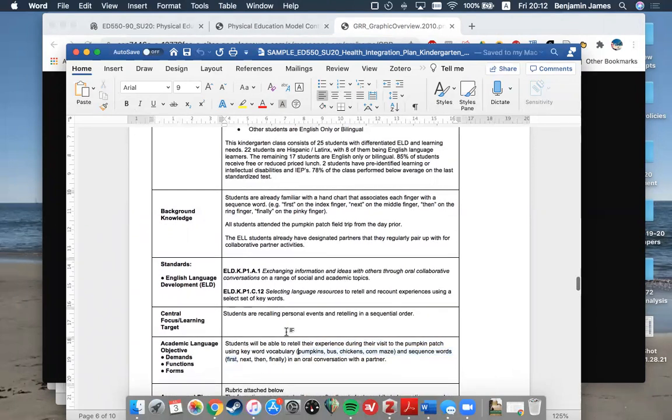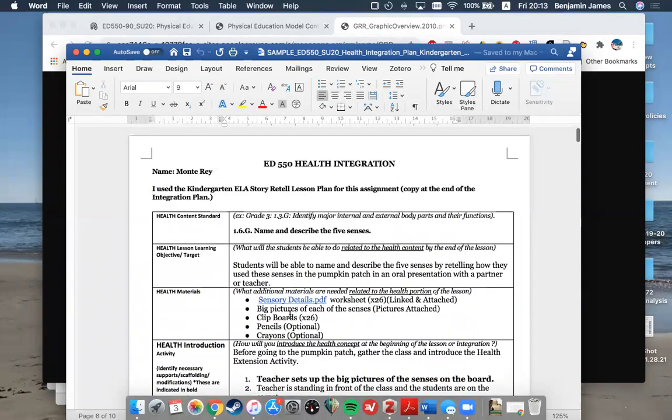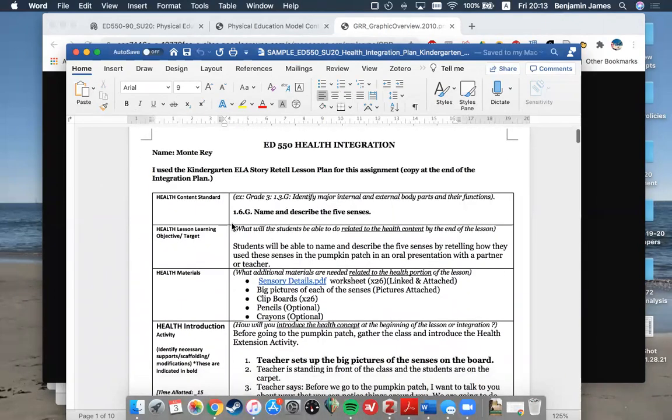So this is the ELA lesson. They go on a field trip to the pumpkin patch, they come back, and then they have to retell that story, the experience. Now this person, they've decided to focus on naming the standard here, name and describe the 5 senses. So this is the standard that they chose. And I'm starting with the standard here, and this document starts with the standard here as well, because this is the foundation for all of your planning.